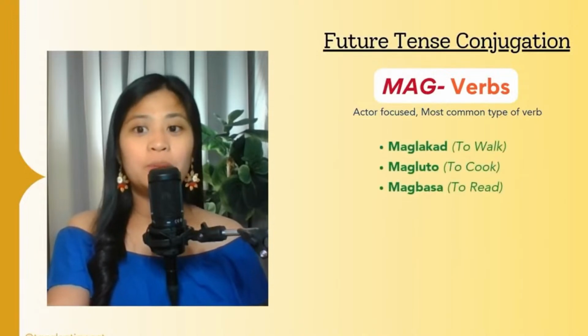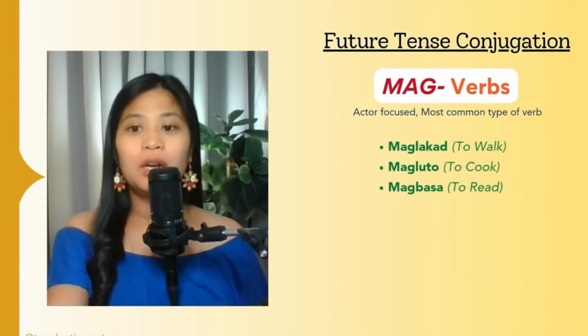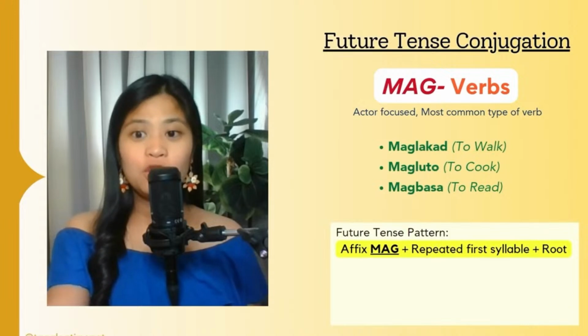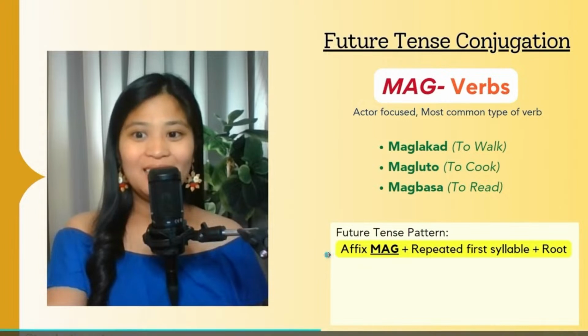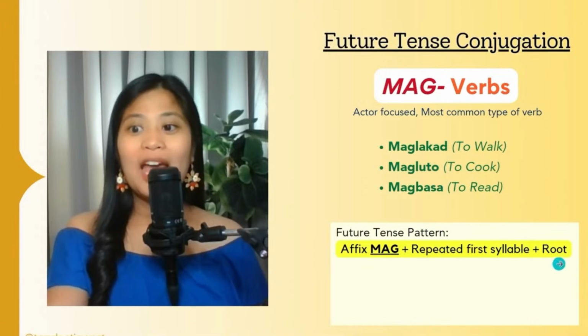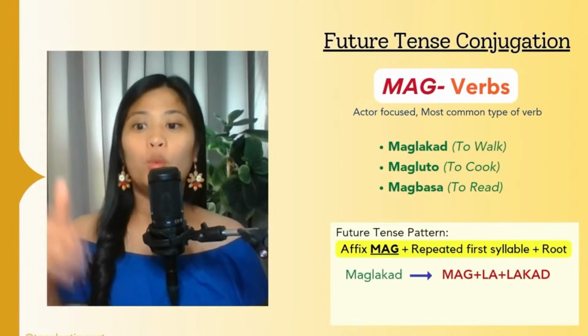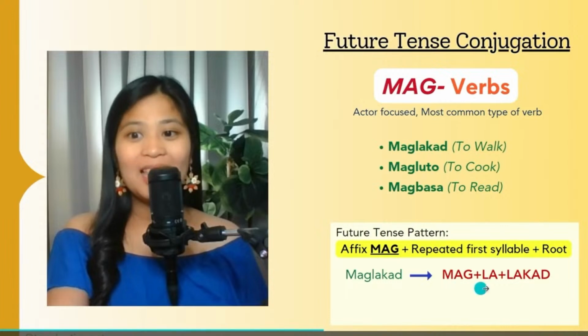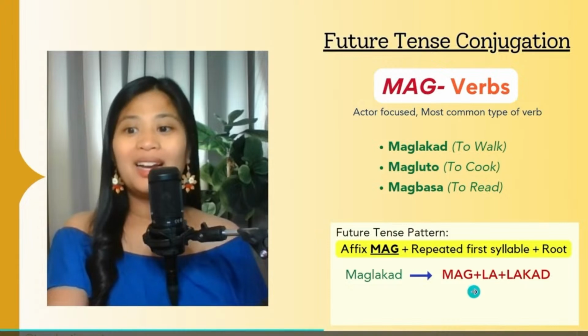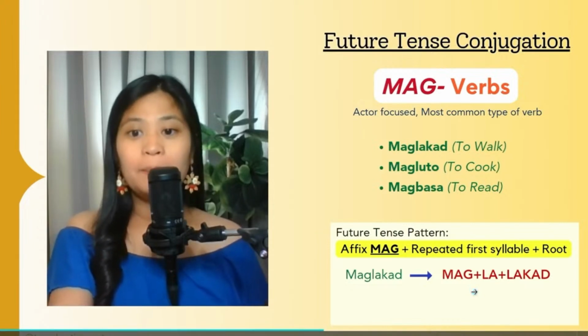Again, our mag verbs are maglakad to walk, magluto to cook, magbasa to read. Now in the future tense, this is the pattern. Now it's the affix mag, then there's a repeated first syllable, and then the root. So in the future tense, if you wanted to say will walk, maglakad becomes maglalakad. So it's the affix mag, then there's a repeated first syllable, and then it's the root, lakad. So maglalakad ako, I will walk.